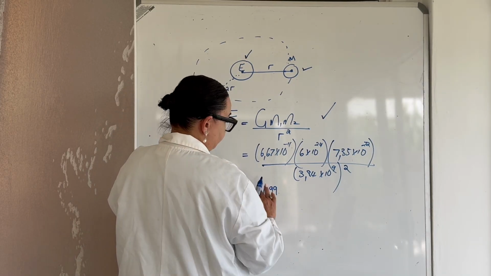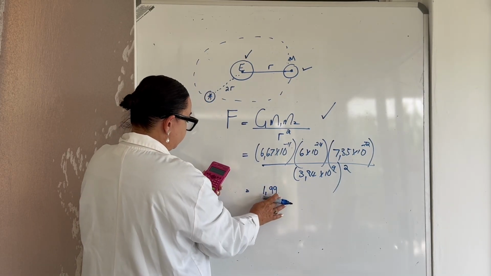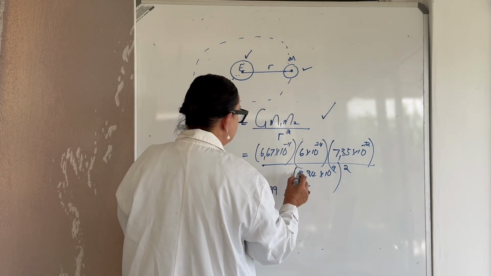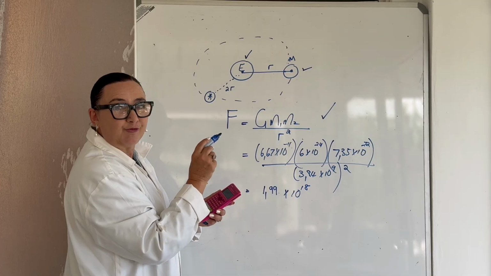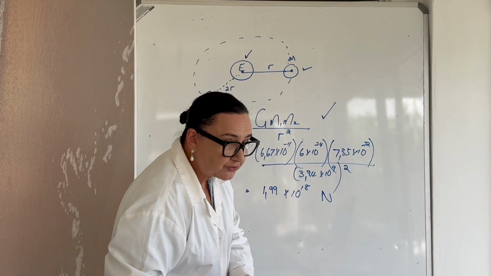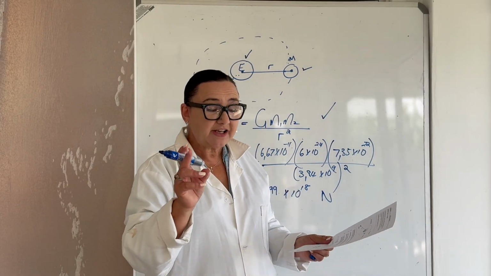I get my answer 1,9948, but I'm going to round off to 2 decimals, so it stays 1,99 times 10 to the 20. What is my unit for force? It's newton. Now let's make sure, do I have to give the direction as well?